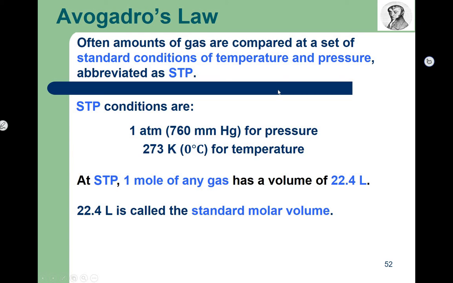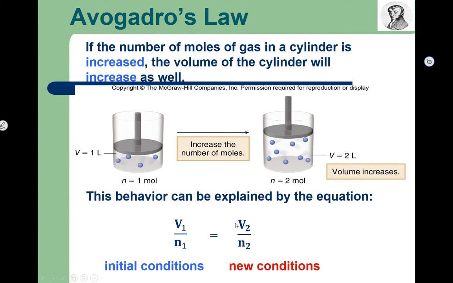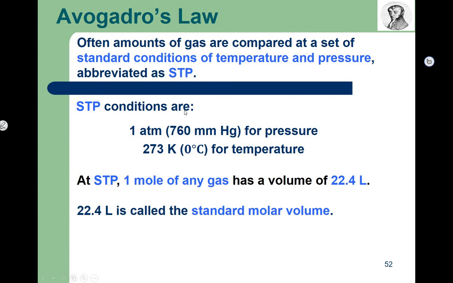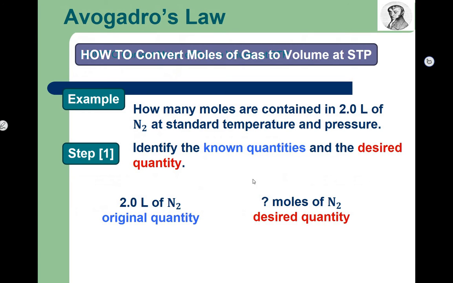Avogadro's law, if I'm going to use it with the stoichiometry, I have to do it at STP. And even if I'm using it here, look what's dropped out. Pressure and temperature, they have to be the same. Okay, so at standard temperature, I can say 1 mole is equal to 22.4 liters of anything. And that's known as a standard molar volume. Okay, so when I have a problem like this, how many moles are contained in 2 liters of N2 at standard temperature and pressure?